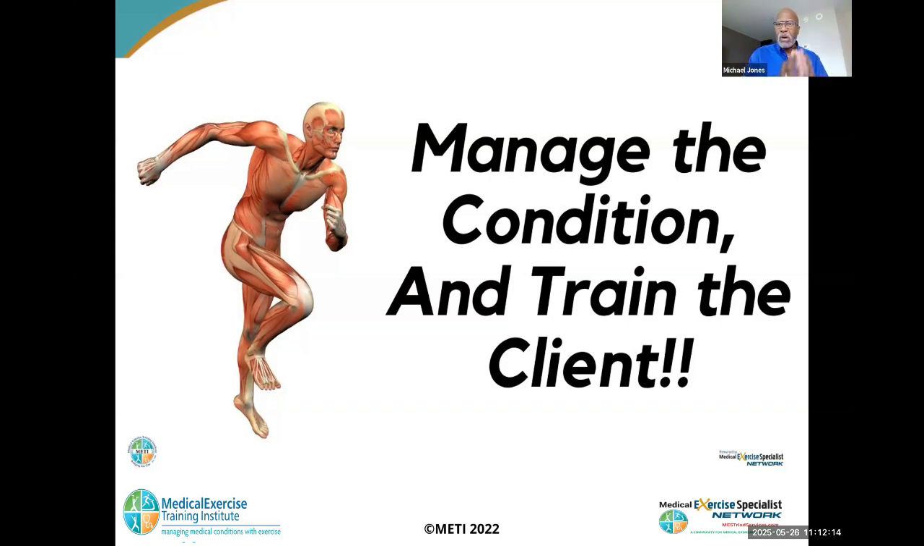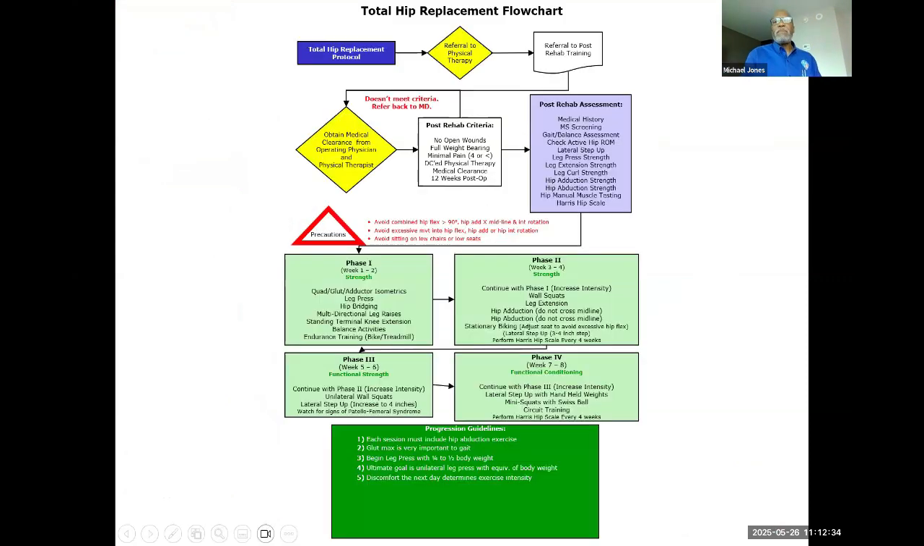So manage the primary condition utilizing the protocol. And any other issues the client has, comorbidities, you're going to train the client by making sure you take into account the safety guidelines and the appropriate management guidelines for those conditions too. Here's a copy of our protocol. Okay, this is just the flow chart. Our protocols usually are anywhere from 5 to maybe 9 pages. And with the flow chart, which is the last page of each one of our protocols, it walks you step by step through the process.